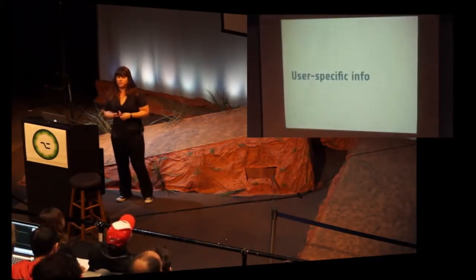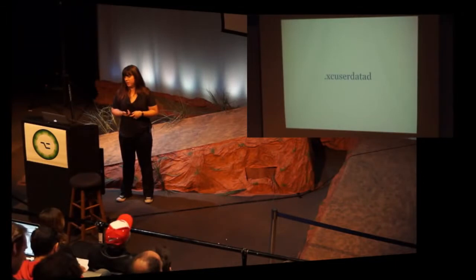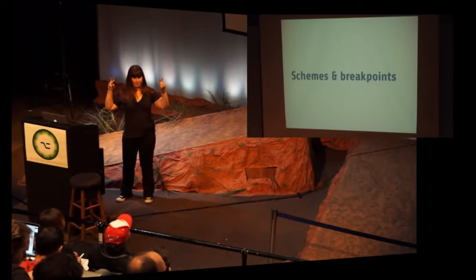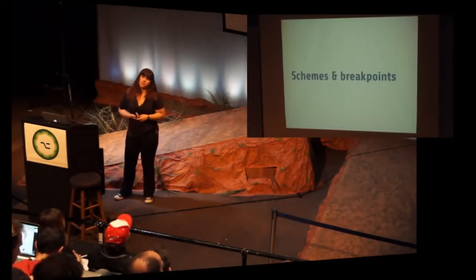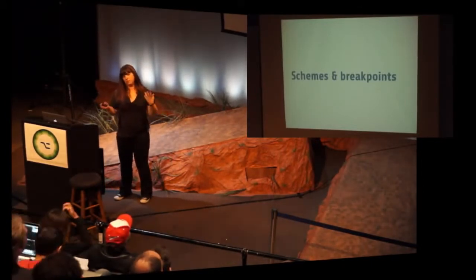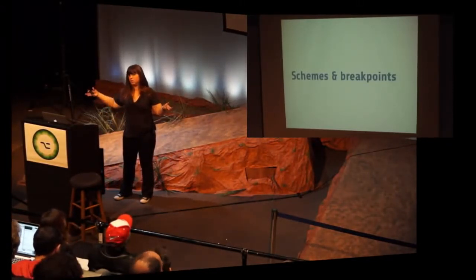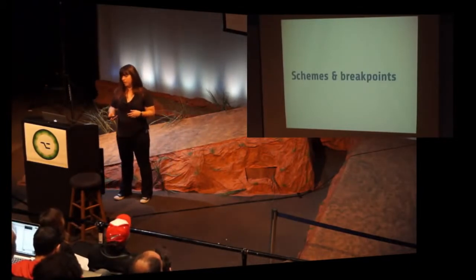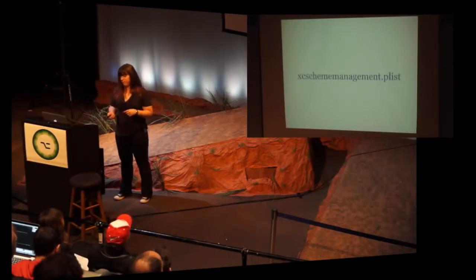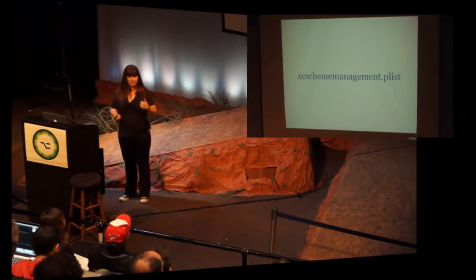And this is all user-specific info. So you have this xcuserdata.d thing. That is exactly what you expect it to be. It's another special folder. And what does it contain? It contains schemes and breakpoints. So for some reason, your build phases are in the project file, but if you have a shared scheme, it is not. Schemes are in a separate place. There are user-level schemes and project-level schemes. And probably one of my favorite things is the xcschememanagement.plist, because it just lists your schemes. It's just a cool thing.